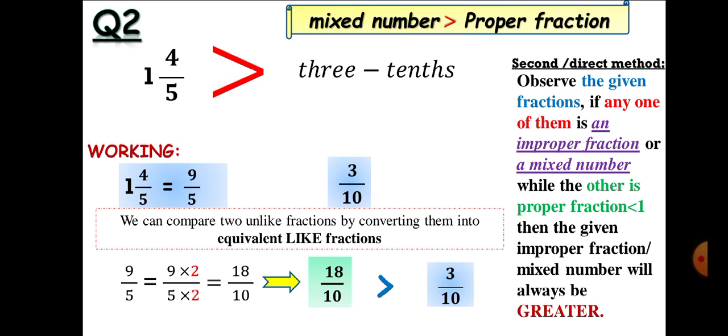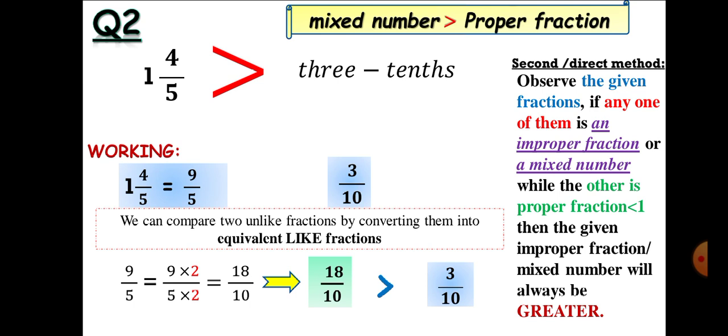Okay, now we are having a mixed number and a proper fraction. The mixed number is 1 whole 4 over 5 and the proper fraction is 3/10. That means, as I always tell you, the mixed number is always greater. So first of all, let's do the working.